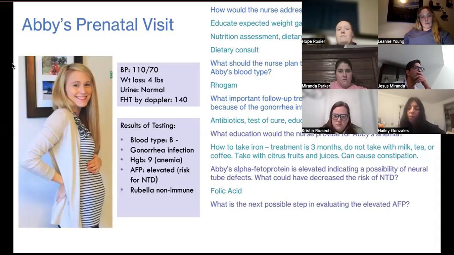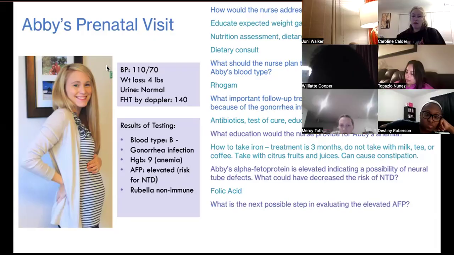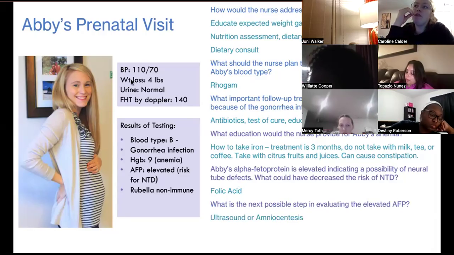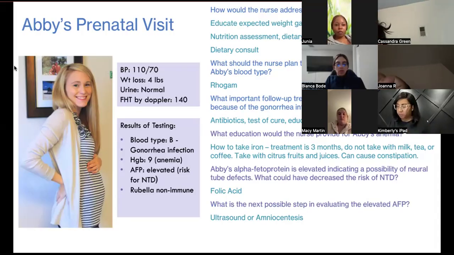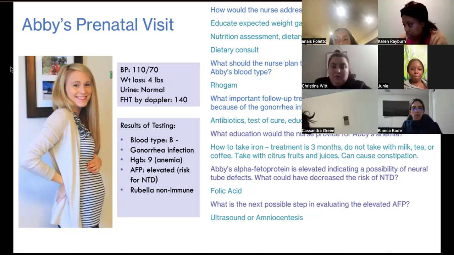Is it too early to do the ultrasound? So you're on the right track. We're going to want to do an ultrasound, or an amniocentesis. For this patient, if we see that she has an elevated AFP, she's an adolescent pregnancy, she has anemia, she's already probably going to be referred to maternal fetal medicine or a higher risk OBGYN.